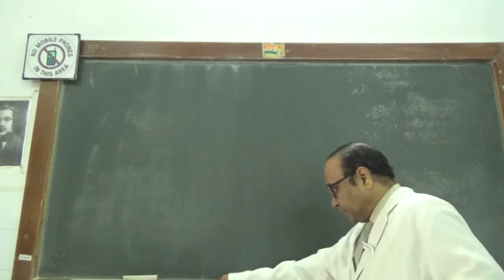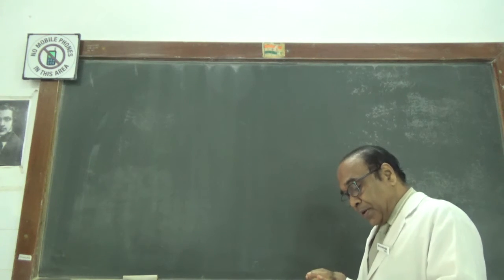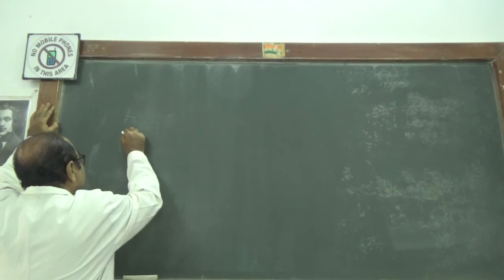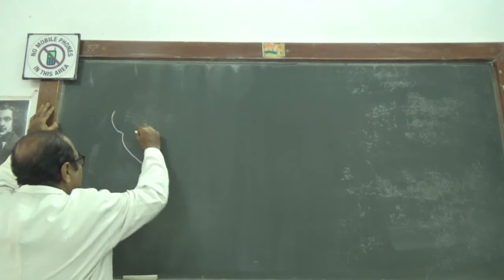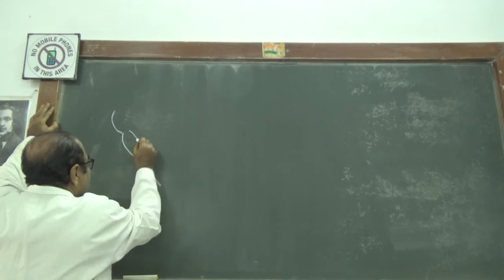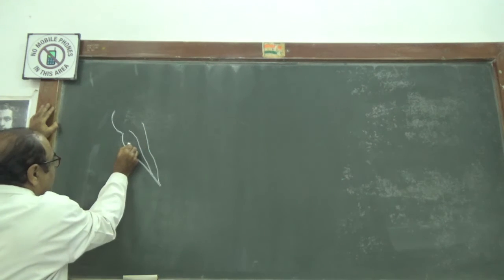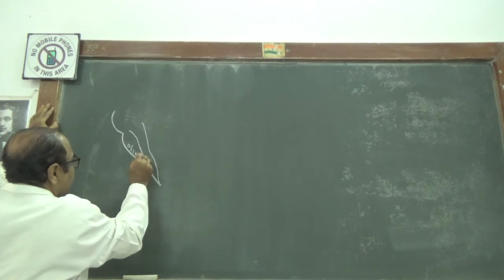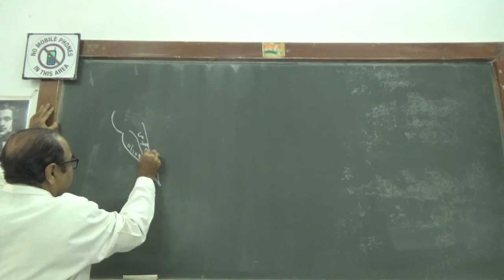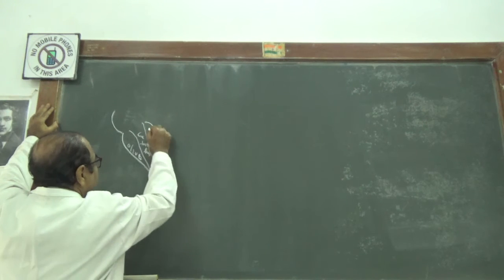Yesterday we had finished almost all the gross part of the medulla oblongata. But one thing: if you go to the posterior inferior surface, you will see something like this. This is the olive, and this is said to be the cuneatus. And this will be the gracilis.